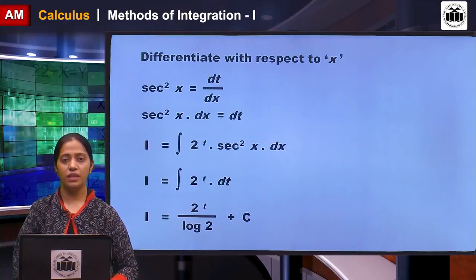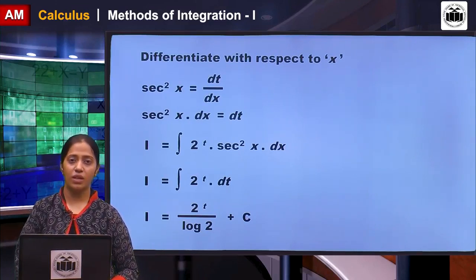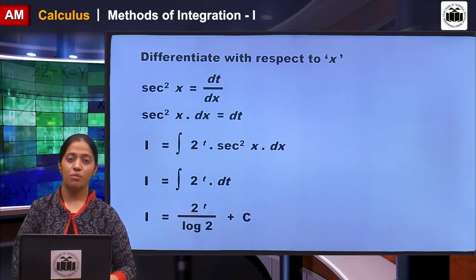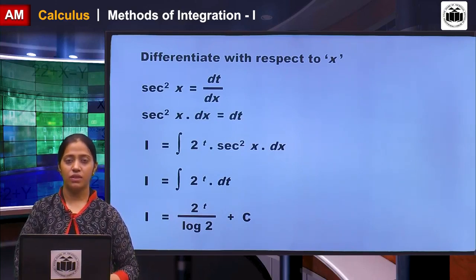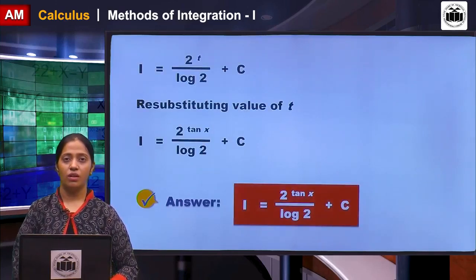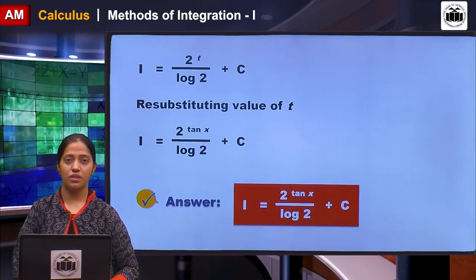Students can get confused because there is no direct relation between tan x and cos square x. There is a relation between tan x and sec square x. But you should know what 1 upon cos is. It is sec x. So this is a hint for the second. In this way, the answer is 2 raised to tan x upon log 2 plus c. This is the final answer for the second question.